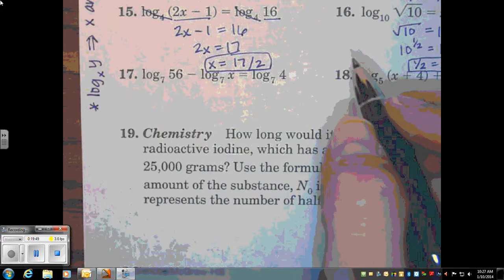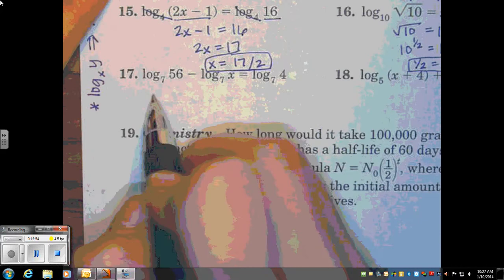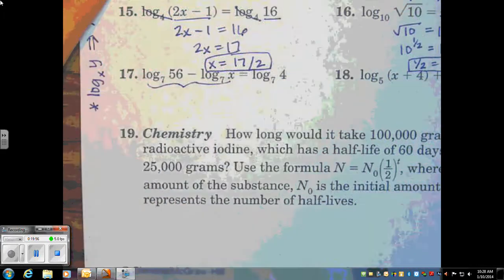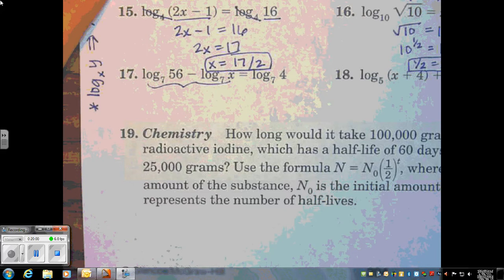Because stop. I'm really going to have to do another video. Don't do it. What you have to do, guys, is condense that down to one logarithm before you can cancel the logs out. Look how well I did that.